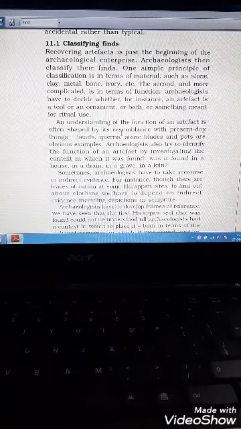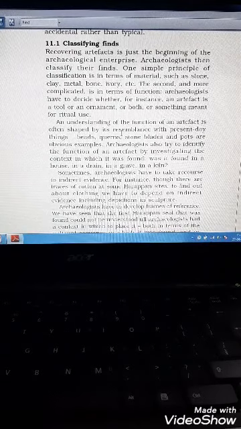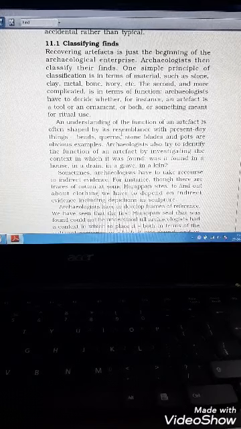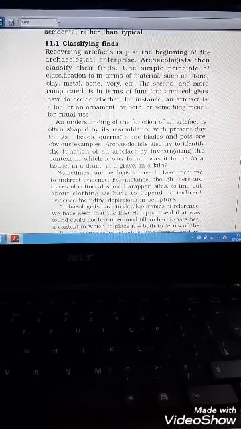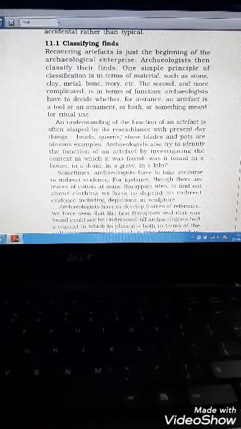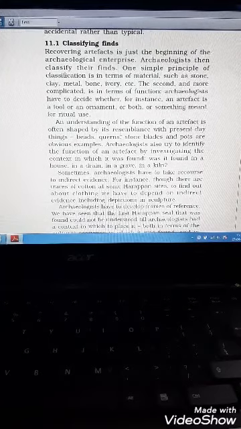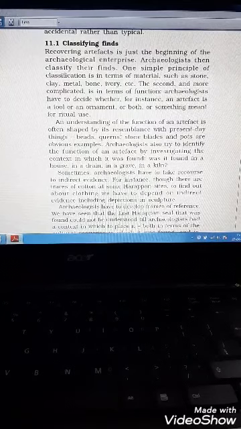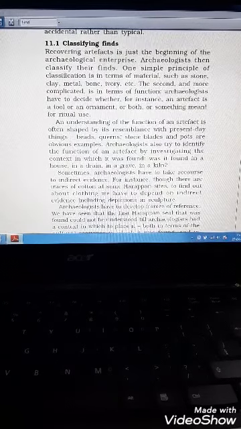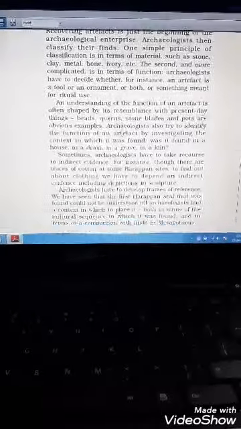Now archaeologists also have to take resources from indirect evidence. For example, they have found traces of cotton at some Harappan site. On the basis of that, they started thinking that the people used to wear clothes made of cotton, and how they used to prepare the cotton. They started thinking in such a manner.